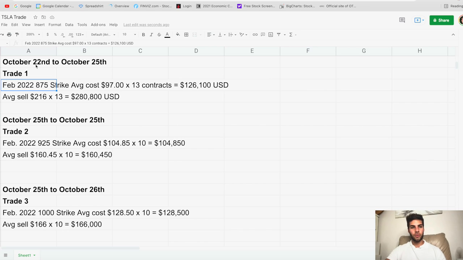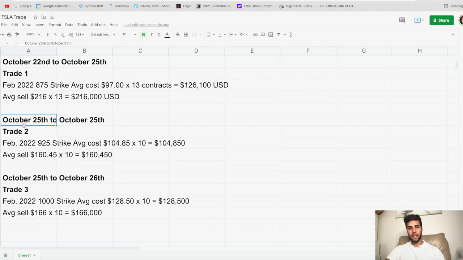The first trade was October 22nd to October 25th. I bought the calls on the Friday, sold them on the Monday. It was the February 2022 875 strike with an average cost basis of $97 per contract times 13 contracts equals 126,000 US. Sold on the Monday for an average sell of 216 per contract, which totaled 280,800 US.